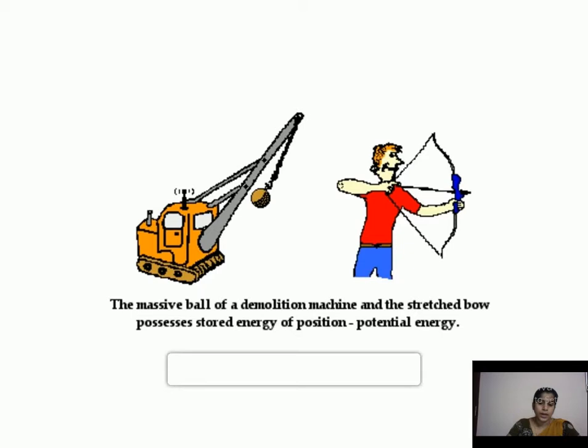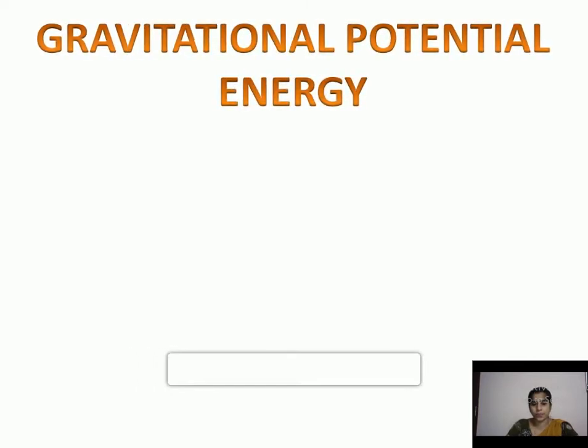Now we are going to discuss gravitational potential energy. Gravitational potential energy is a type of potential energy, and one more is elastic potential energy. Is it clear? The two examples above illustrated the two forms of potential energy to be discussed in the course: gravitational potential energy and elastic potential energy.